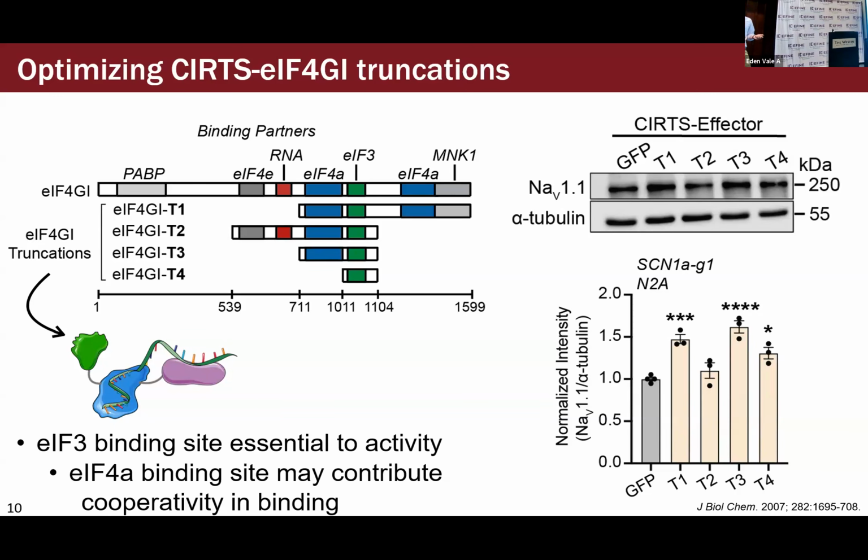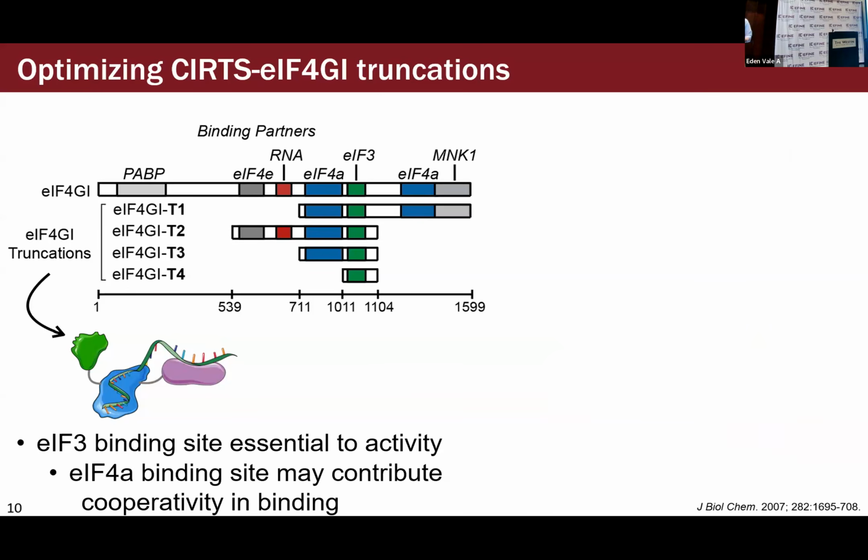And this was really gratifying to see that the EIF4A binding domain and the EIF3 binding domain worked together to give the best activity. One, because this actually validated some in vitro binding data that another lab had collected, that they might bind cooperatively to EIF4G. As this shortens it to about 400 amino acids now, so it's much more deliverable.